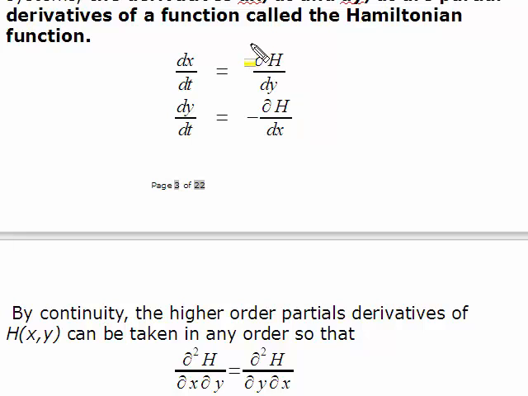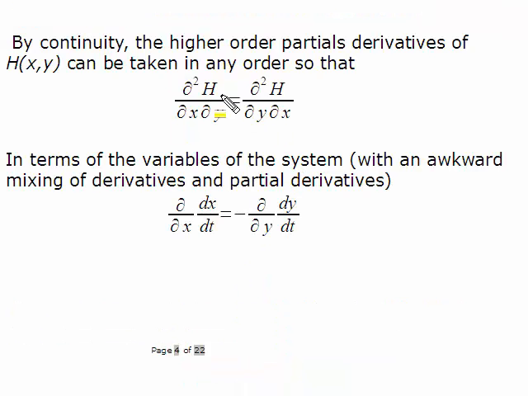Okay, so here's dH by dy is dx by dt. Negative of dH by dx is dy by dt. So substitute those into this equation. So you can see what I did here. This was the derivative of y taken first, so I substituted dx by dt. And now I have the dx by dt taken first, so I substitute dy by dt.